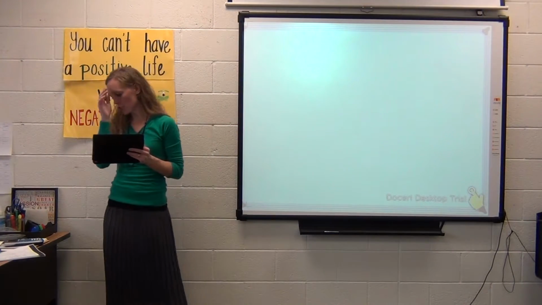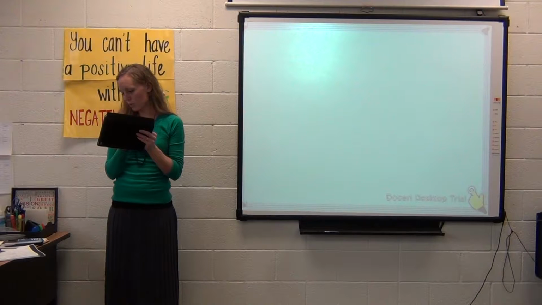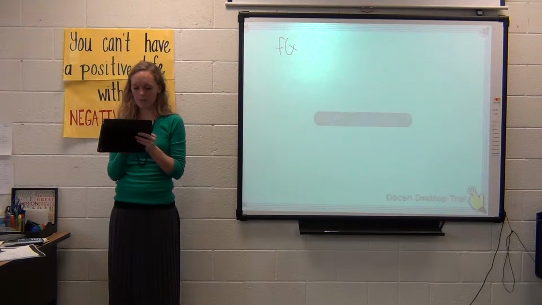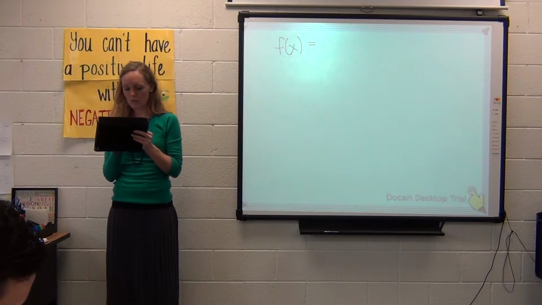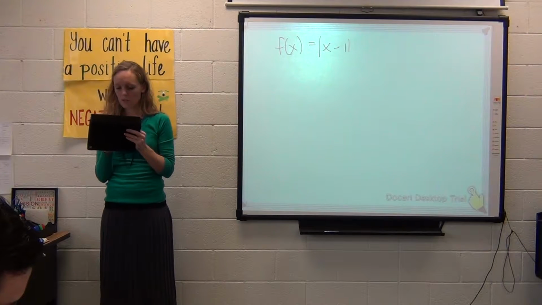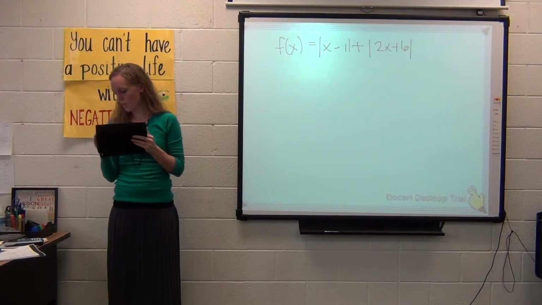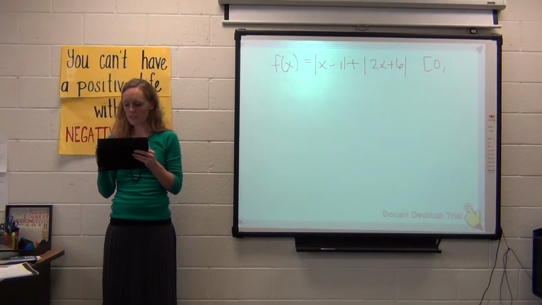Okay, the next question I want you to look at is number 39. It tells you to find the critical points and extreme values of f of x equals the absolute value of x minus 1 plus the absolute value of 2x plus 6 on the interval from 0 to 8.